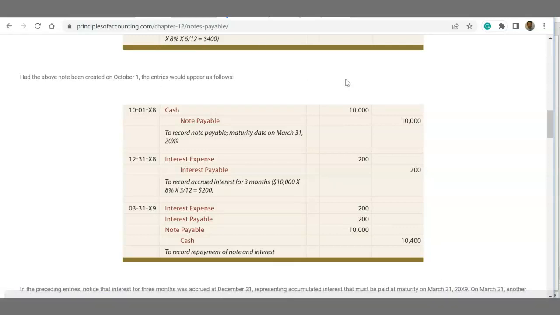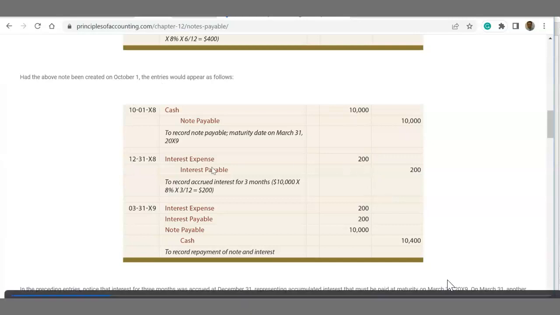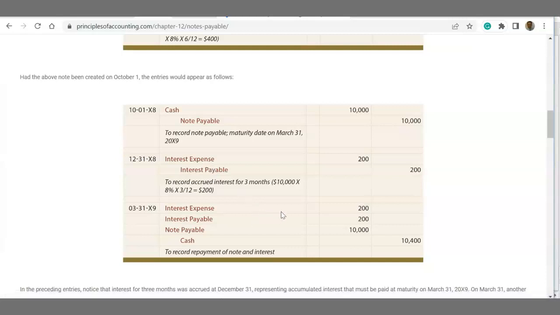So make sure you're perfectly capable of recognizing this type of borrowing, end of the period interest recognition, and maturity date payment journal entry.